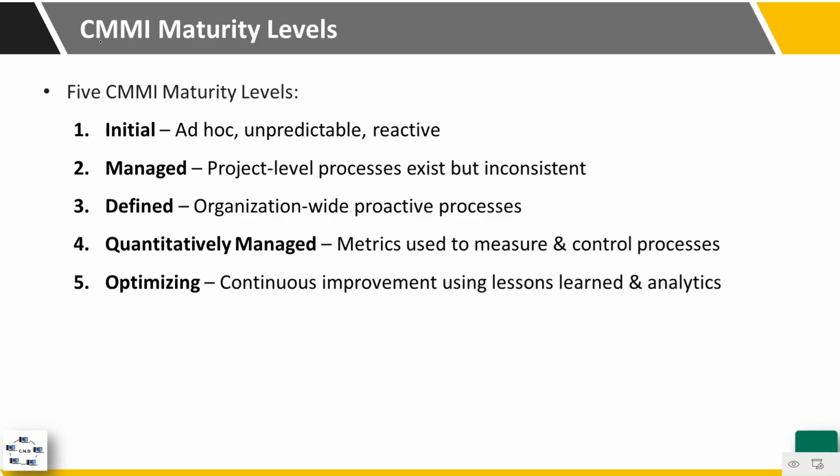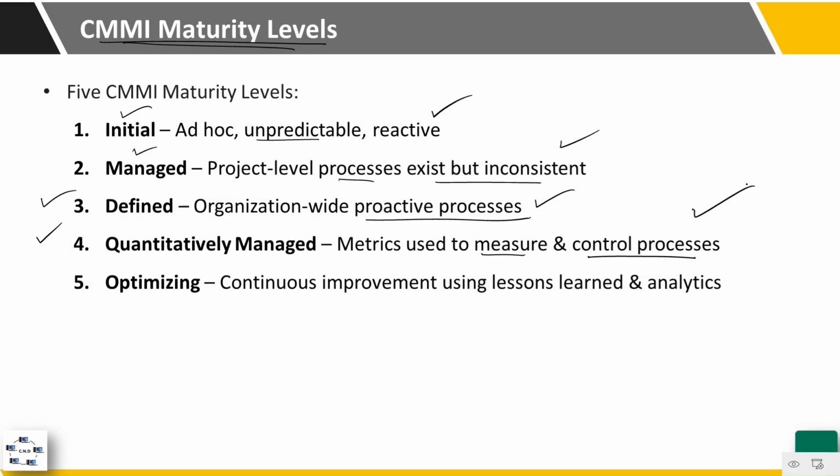What are some CMMI maturity levels? So CMMI has 5 maturity levels. First one is the initial, which is ad hoc, unpredictable, and reactive. In managed, we have project level processes, but they are inconsistent. Third level is defined, where we have organization-wide proactive processes. Fourth maturity level is the quantitatively managed, where metrics are used to measure and control the processes.